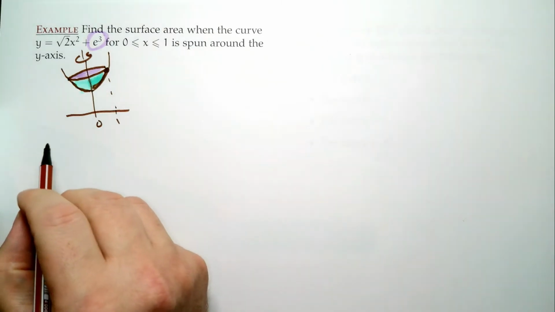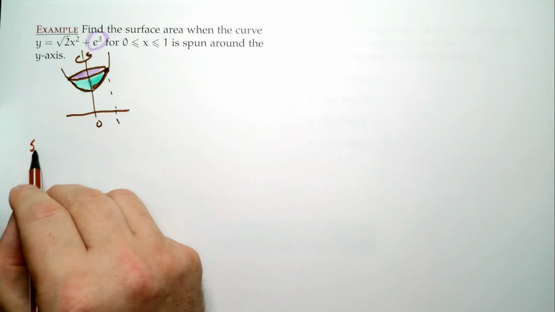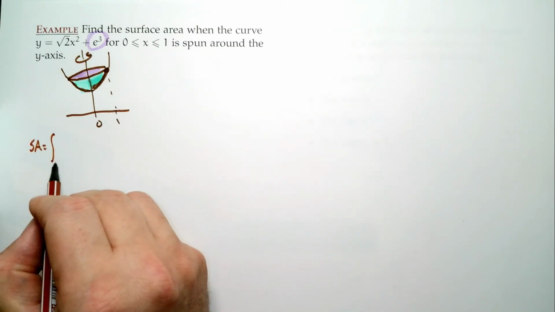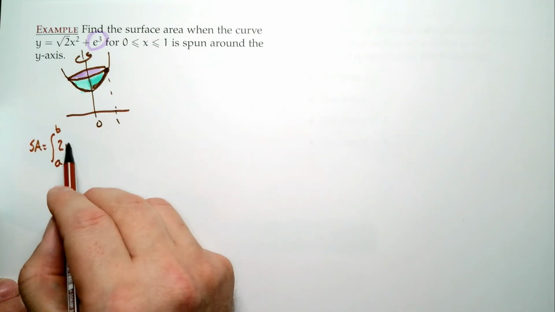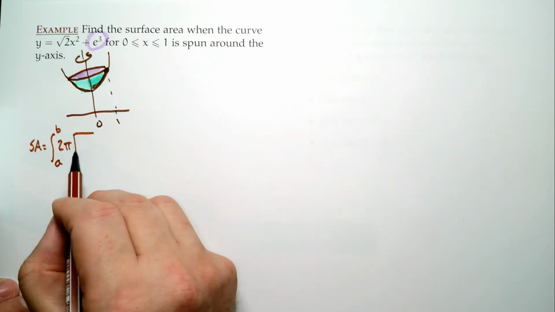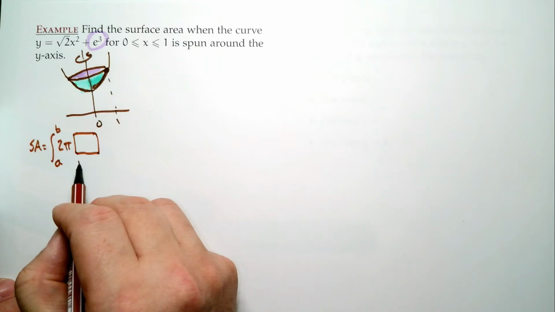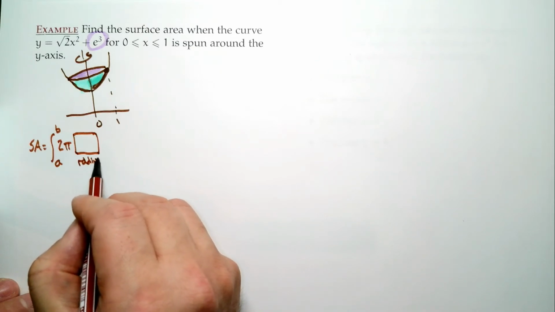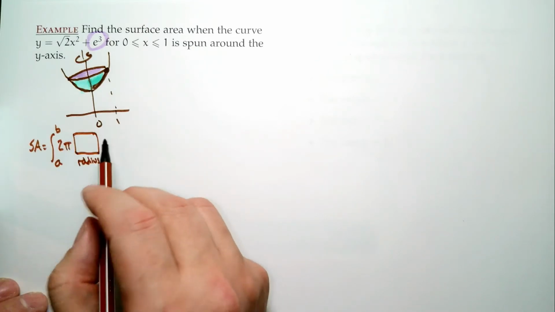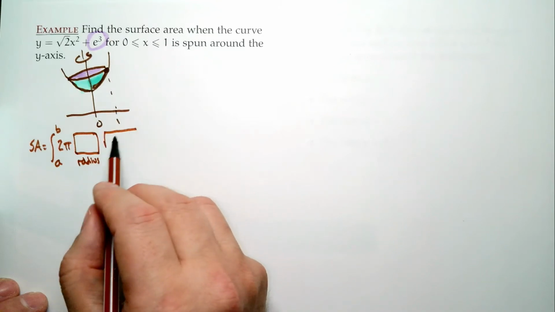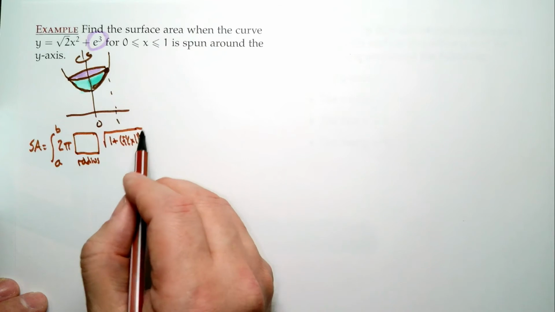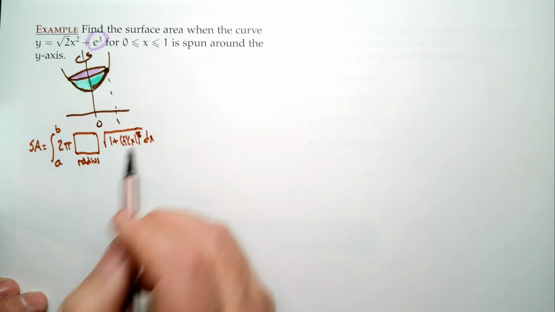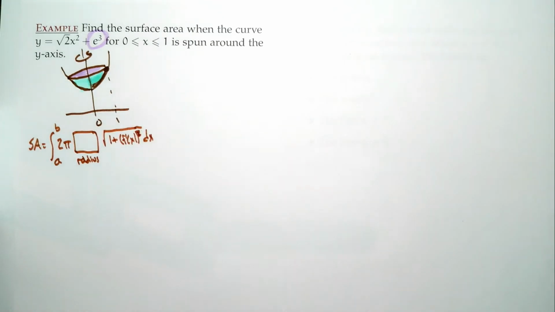Okay, so we start with our surface area. Now, let's see if you remember. It's the integral a to b of 2 pi, then something, and this is our radius. I always like to think about it: there's a box I have to fill in, and it's the square root of 1 plus f prime of x squared dx.